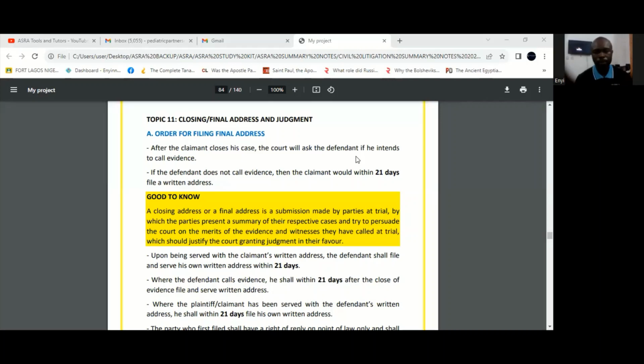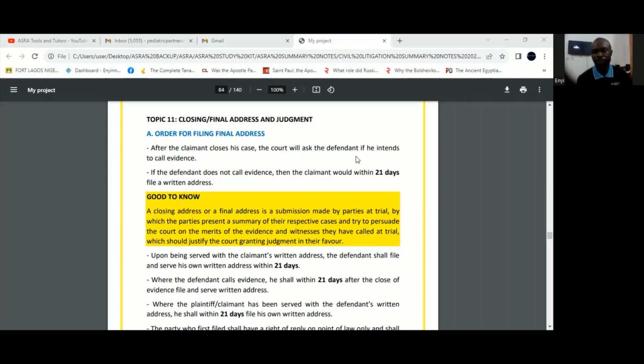So today, I'm going to be talking to you about the filing and adoption of final addresses at the end of a trial. After the court has heard the arguments from both sides in a civil trial, so from the defendant and from the claimant, the next stage of proceedings is for the parties to now file and adopt their final addresses.